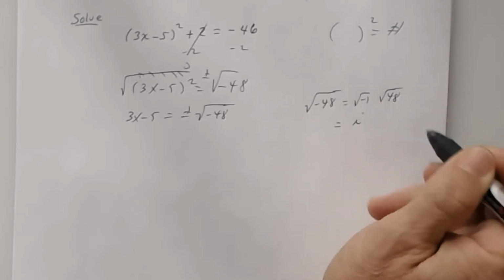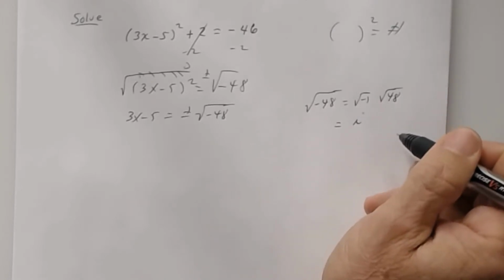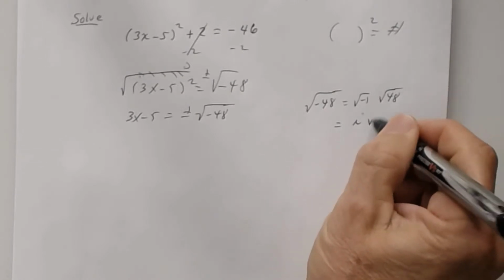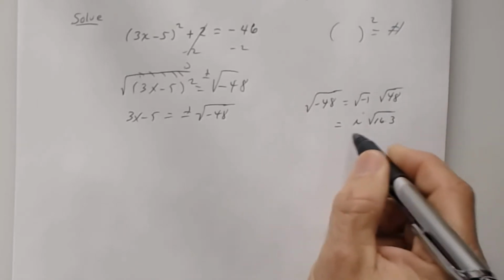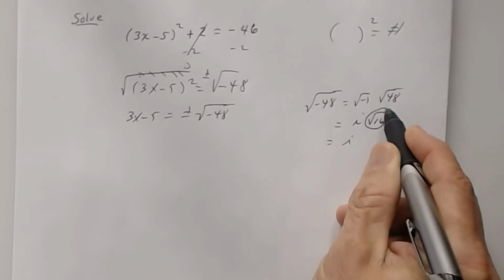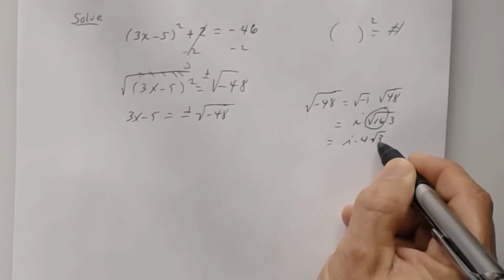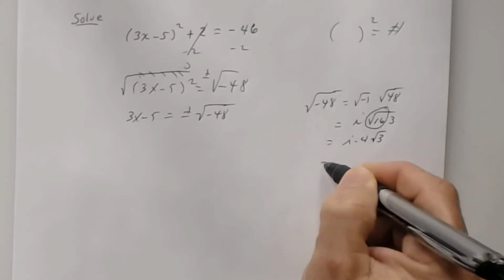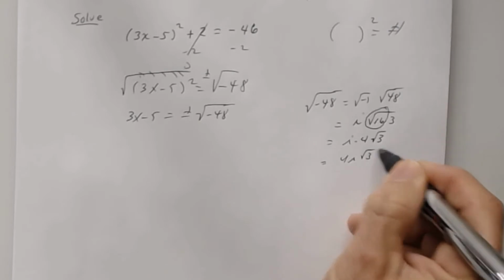Now, what perfect square besides 1 goes into 48? It's always a good idea to use the largest: 16. So the square root of 16 times what? 3. So I get i times the square root of 16, which is 4, times the square root of 3. We tend to write it as 4i square root of 3.